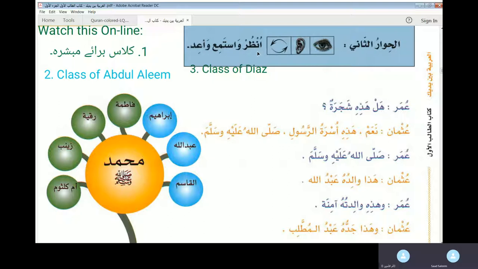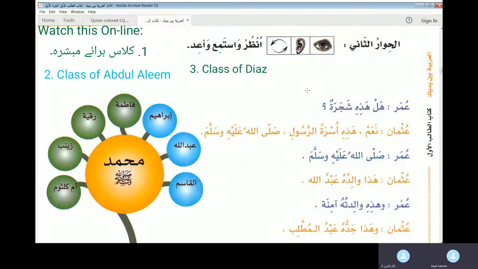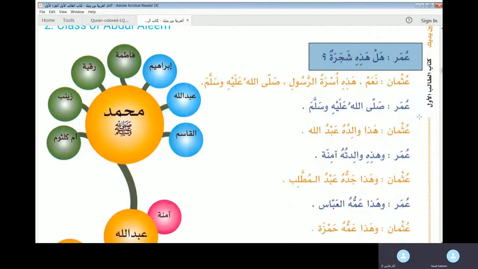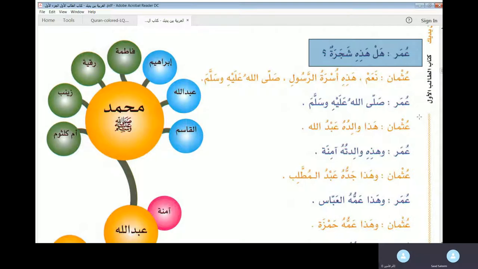Second dialogue. See, hear, and repeat. Umar: Is this a family tree? "This is" a family tree. "Al" is used only for questions. Is this a family tree?